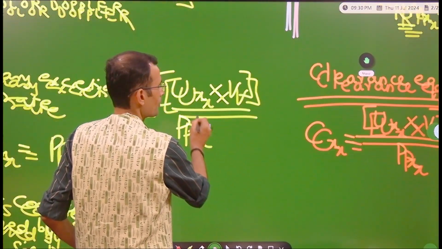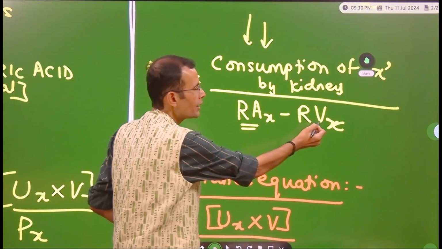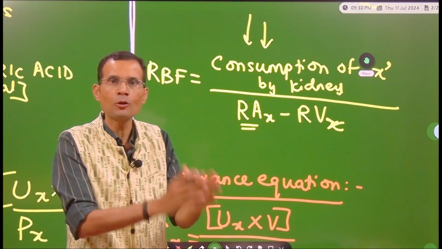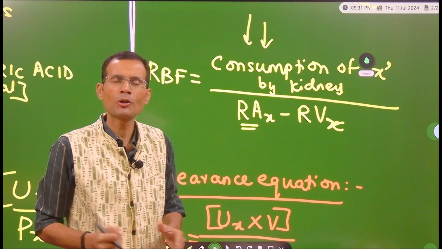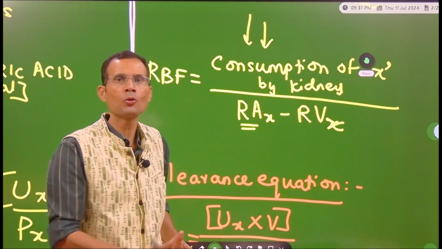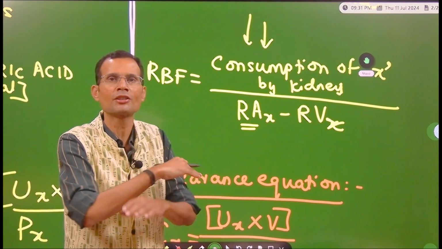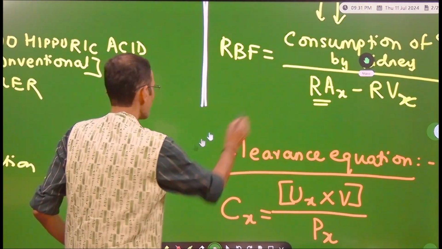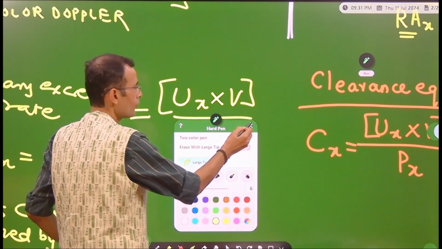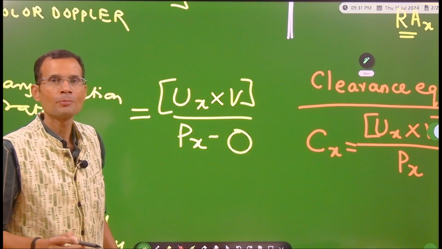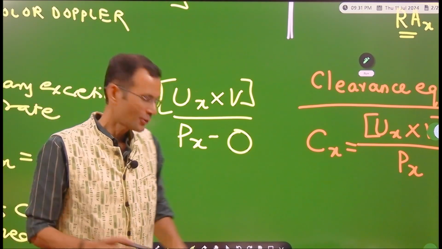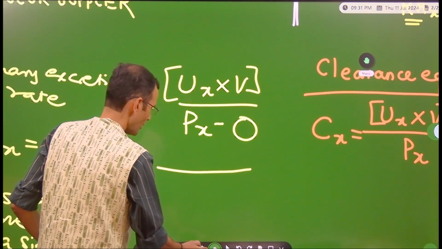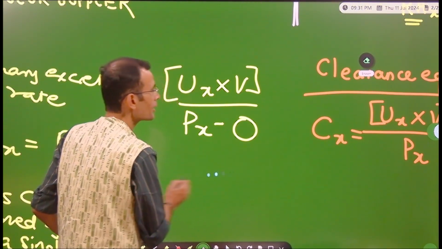In that case, renal venous concentration of X, see now, we don't have to access the renal vein to collect the sample, because we already are aware that this substance does not go to the renal vein at all. Its renal venous concentration is 0. We don't have to bother ourselves with the renal venous concentration of the substance. Watch it now. What was the clearance equation? The clearance equation is UV upon P.